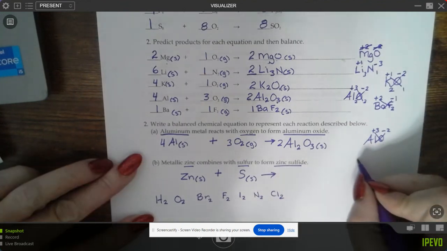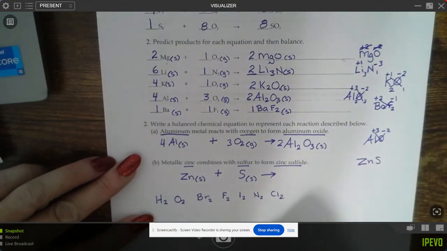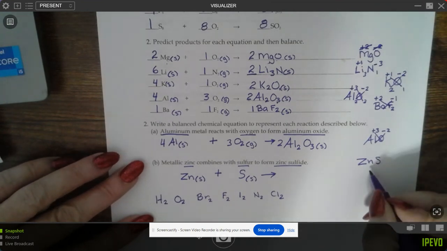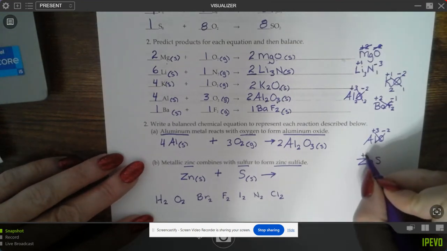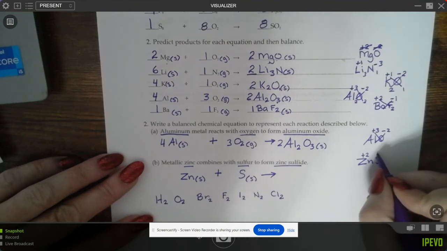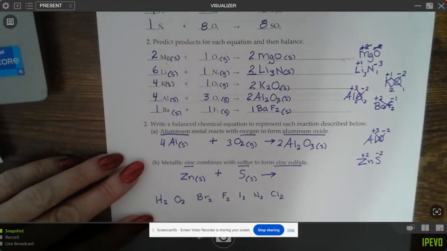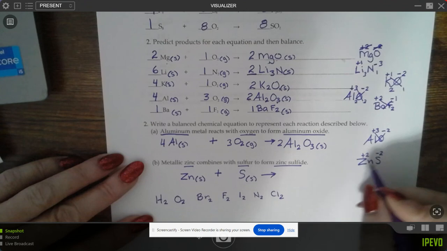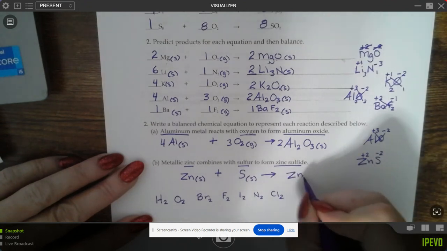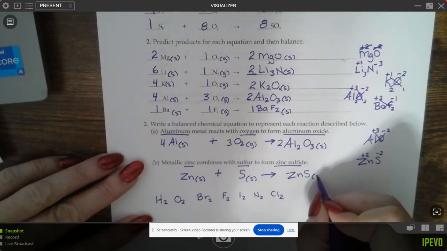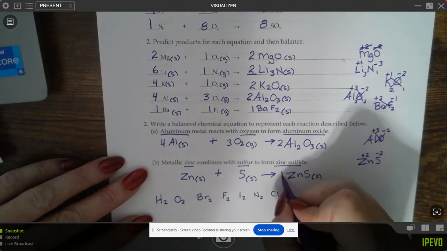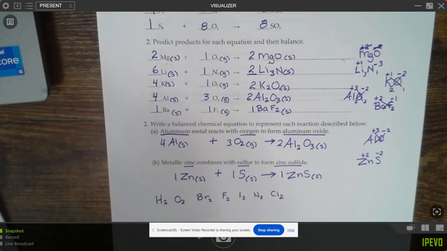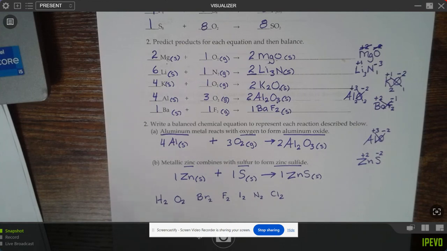Zinc sulfide. So I'm making a compound made of zinc and sulfur. Remember, zinc always forms a +2 ion. Sulfide is -2. So those 2s cancel out, and we end up with ZnS, solid. And check it out, it is already balanced. All right, guys, so synthesis. Hopefully that helps. It gives you something to look at, something to practice.